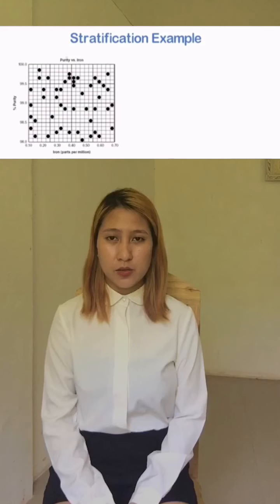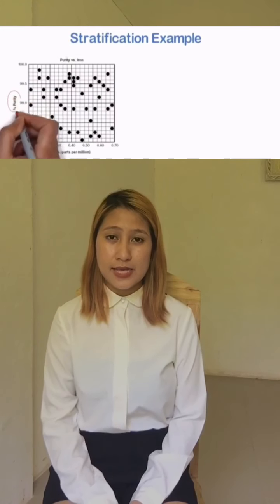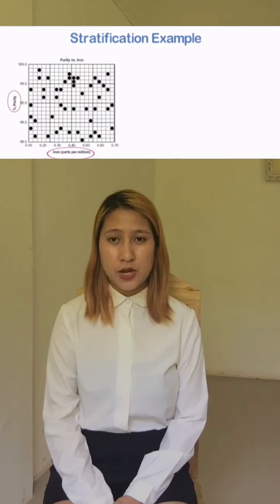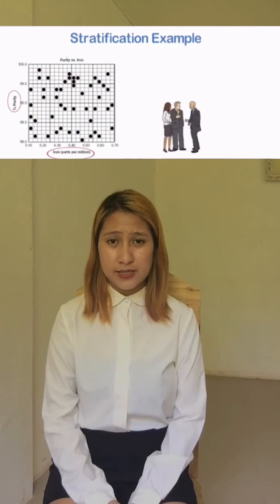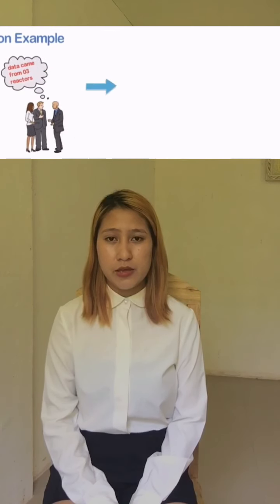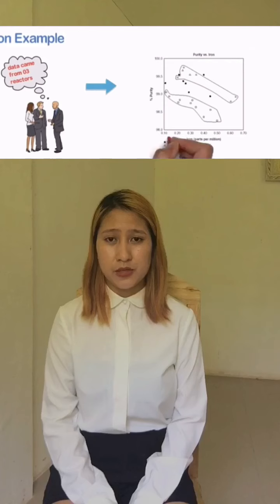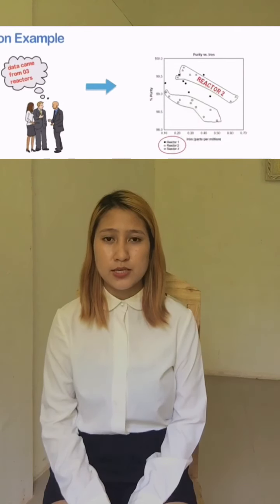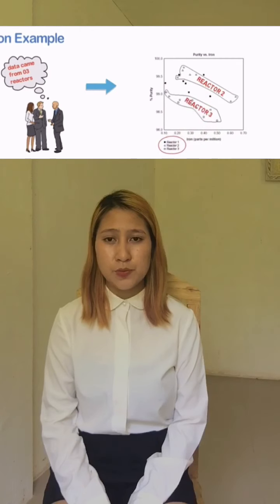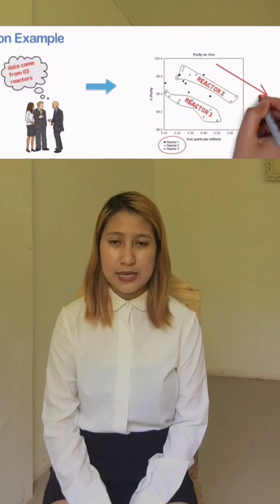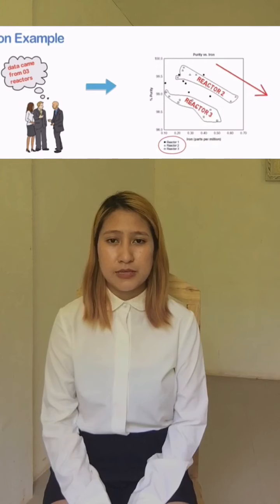Stratification example. A manufacturing team drew a scatter diagram to test whether product purity and iron contamination were related, but the plot did not demonstrate a relationship. Then a team member realized the data came from different sources, reactors. The team members redrew the diagram using a different symbol for each reactor's data. Now patterns can be seen.